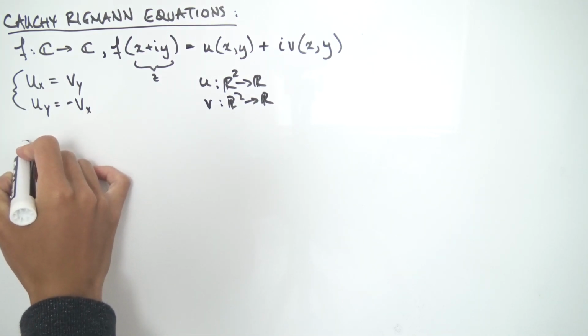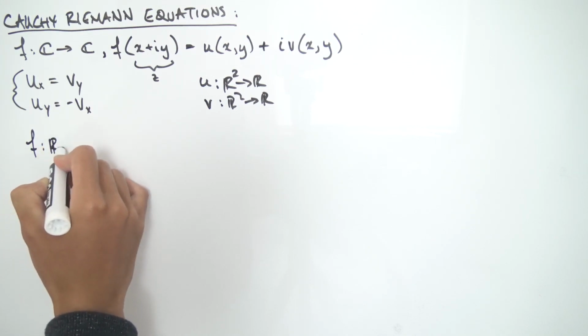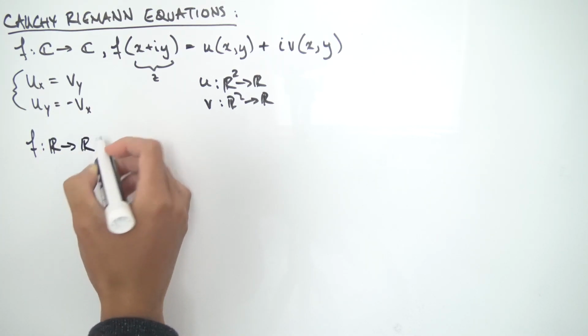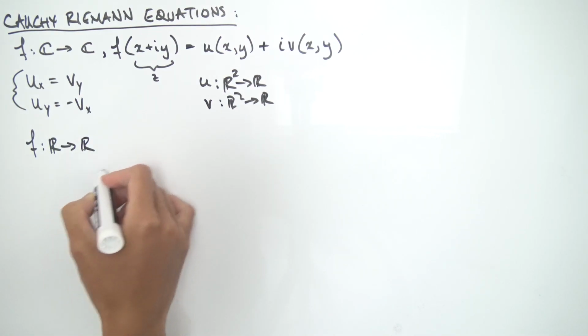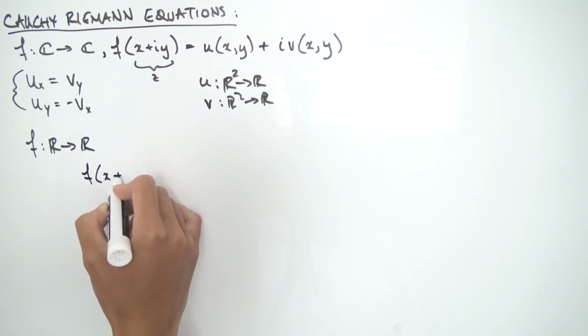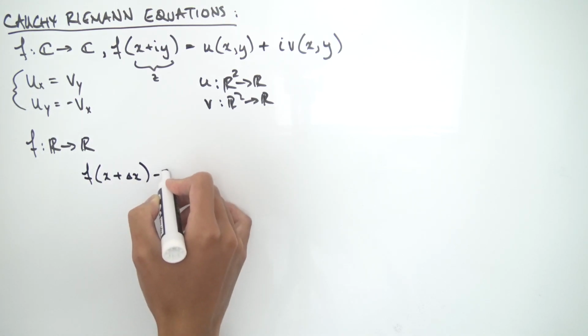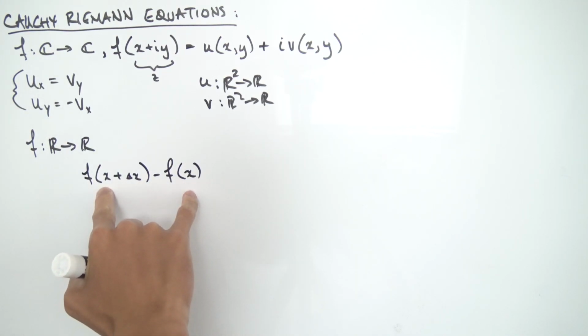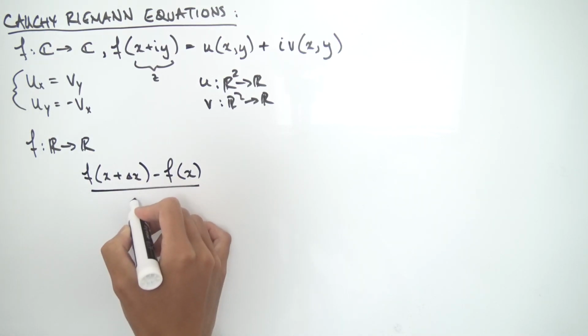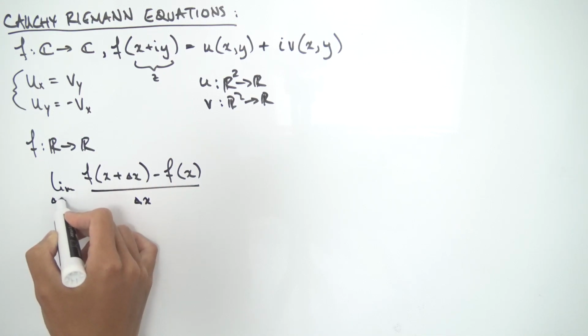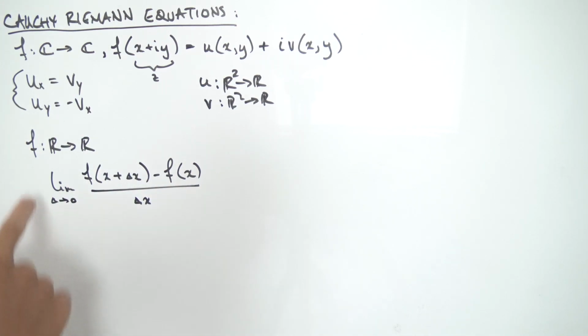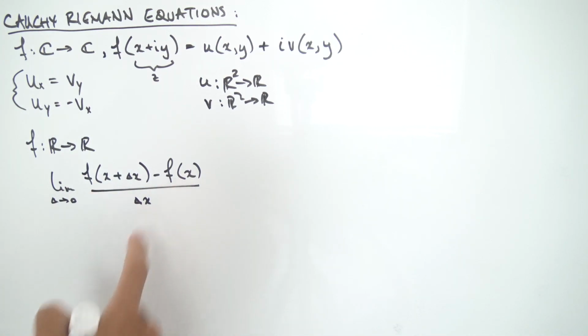If you take a look at the real case, let's say we have a function f going from R to R, so just a real valued function. If f is differentiable at a certain point, that means that the limit of the difference quotients exists. So what do I mean by that? If we take a look at f of x plus some small change in x, and then we subtract off f of x, so this is the small change in the output of the function, and we divide this by the small change in the input of the function. If the limit over here as delta x approaches 0 exists, that means that our function is differentiable at whatever point x we choose. So we can extend this to the complex case as well.